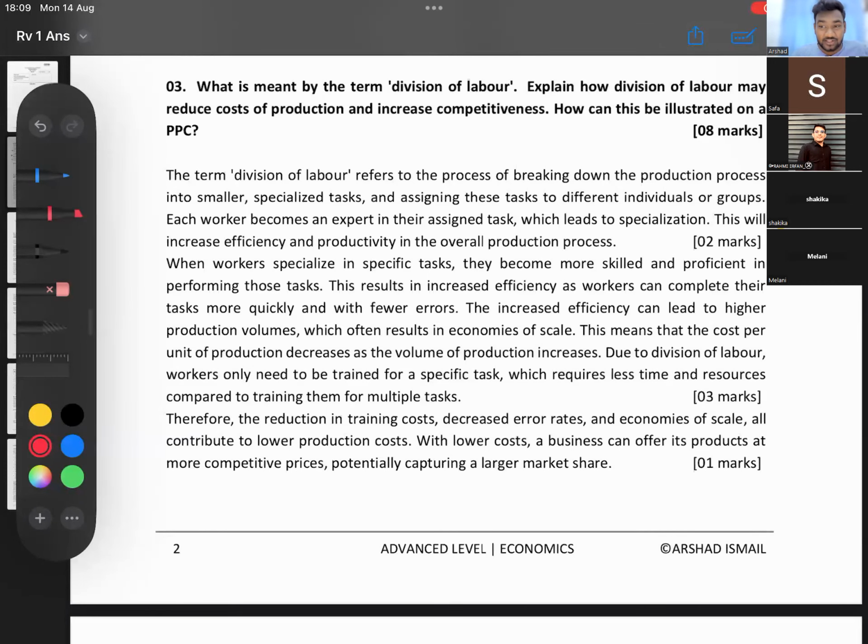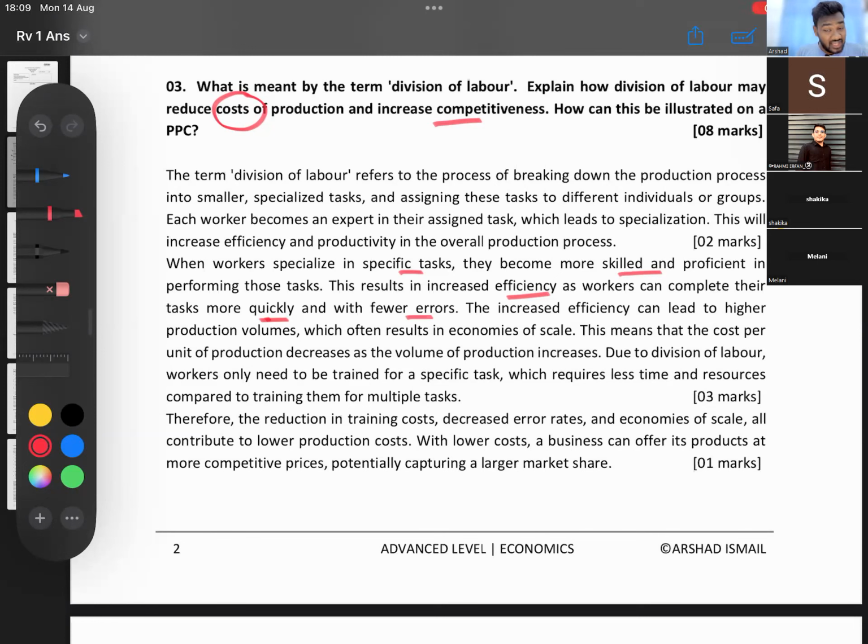Now you all know because of division of labor, there is specialization. When one person does one small part, he becomes very good at it. So I am going to show you how this reduces the cost and increases the competitiveness. Read: when workers specialize in specific tasks, they become more skilled and proficient in performing those tasks. Fine. This results in increased efficiency as the workers can complete their tasks more quickly with fewer errors.